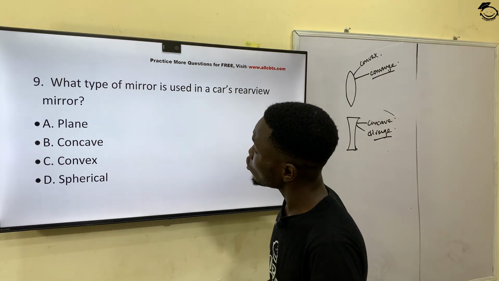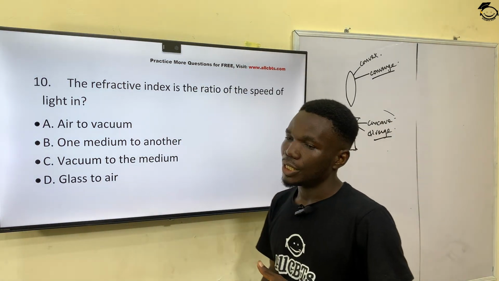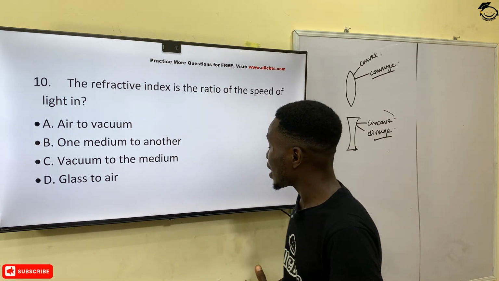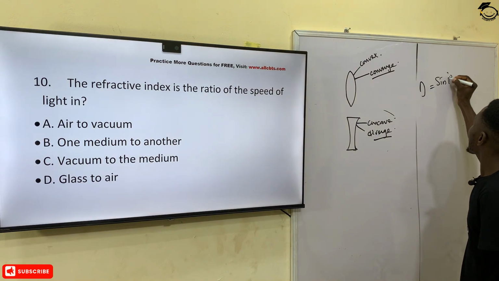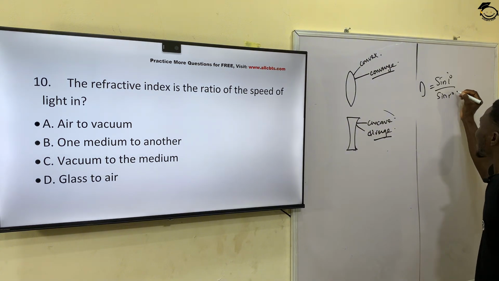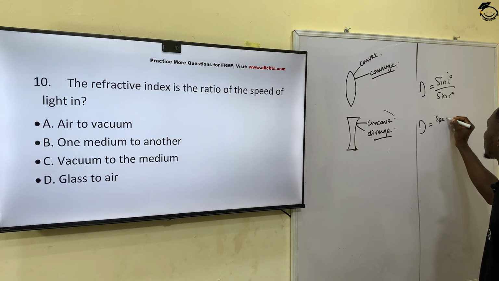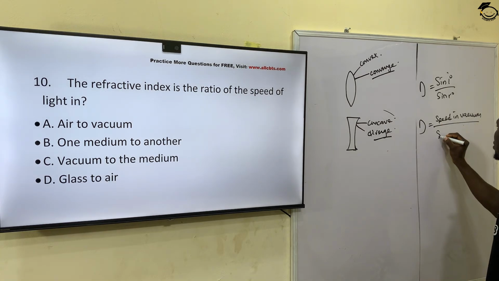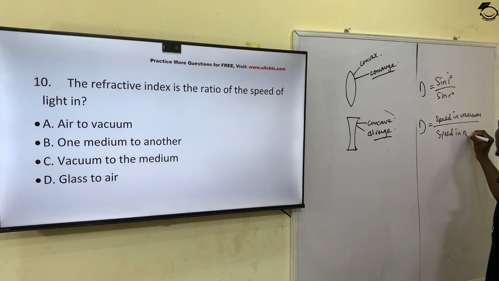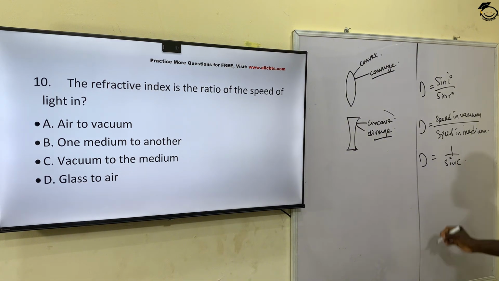I told you that your car rear view mirror uses a convex lens. Hence, it is written there that objects in this mirror are closer than they appear, and that is option C. So that is question number 10, which says the refractive index is the ratio of the speed of light in dash. We said that the refractive index is equal to sine I over sine R. But that is not all. The refractive index is also equal to speed in vacuum over speed in medium. It is also equal to 1 over sine C, where C is the critical angle.